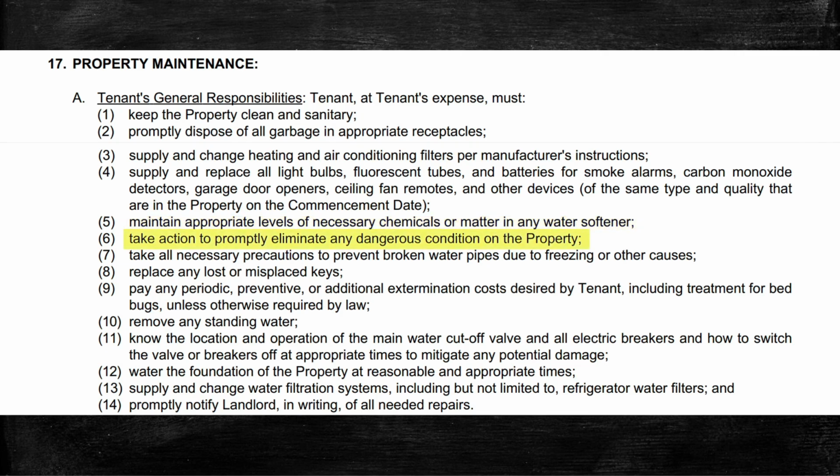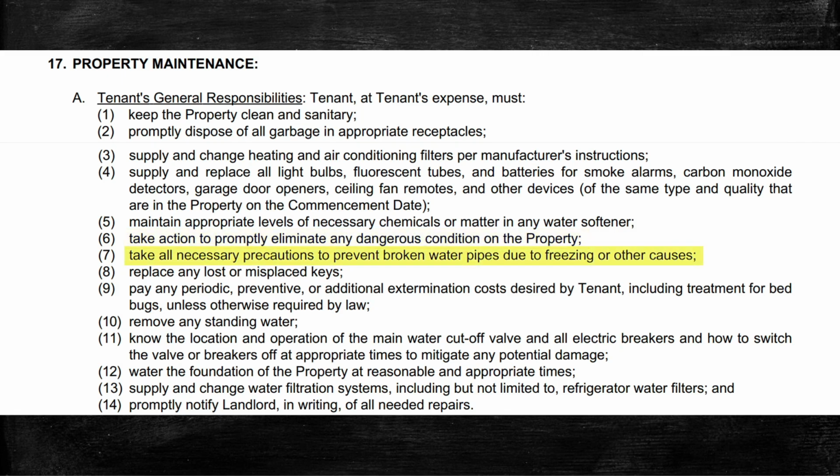Number 6, take action to promptly eliminate any dangerous condition on the property. That's a pretty broad term, but what we're talking about here is taking some sort of immediate action to prevent or alleviate any harm or further harm or damage to the property. If it's something that is going to require repairs to the property, then we're going to have to put in a request for repairs under paragraph 18. But what we're talking about here, generally speaking, are immediate type actions to remedy a dangerous condition that exists on the property, to mitigate damage and harm.